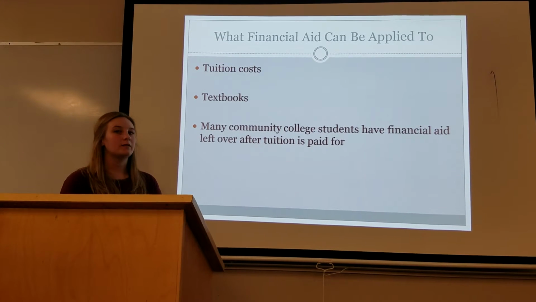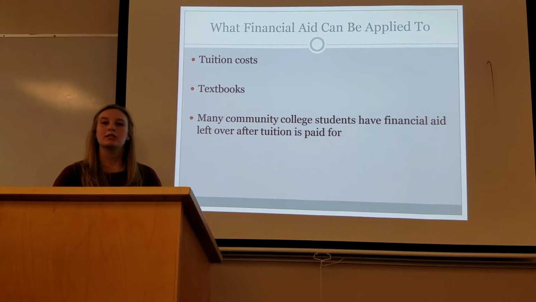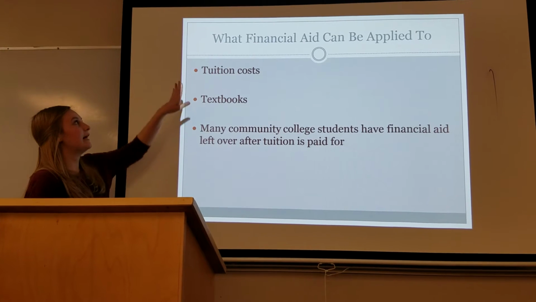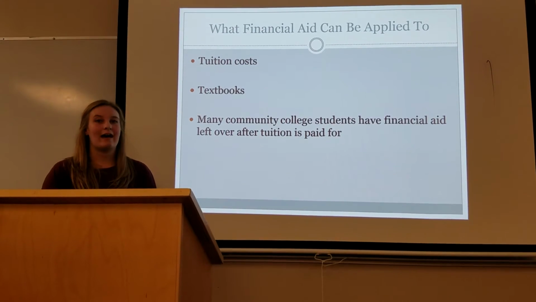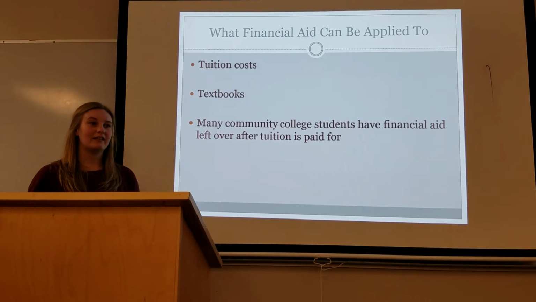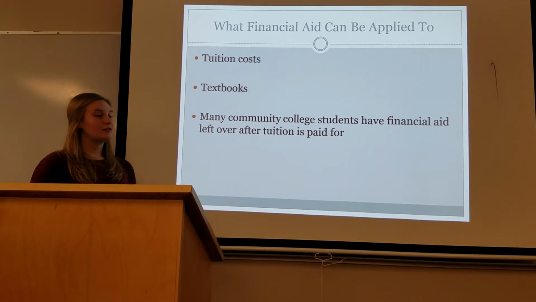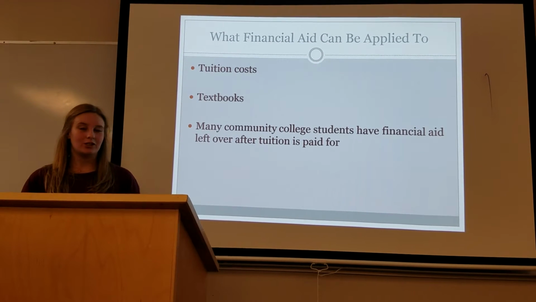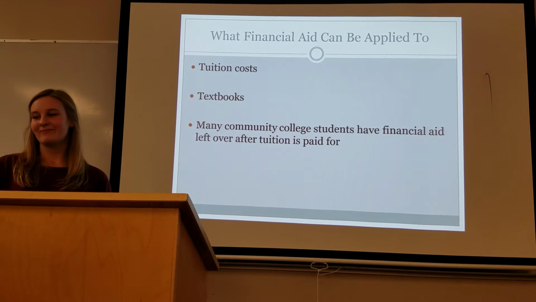Financial aid can be applied to a few different things. For community college students, it generally covers tuition costs and textbook costs. The financial aid is applied to all of the tuition costs first, and students usually find that their financial aid covers all their tuition and there's a balance left over. The students will get this balance back, and many students use this balance to pay for their textbooks, but this balance can also be used to pay for general school supplies like books and pens and paper and stuff like that.